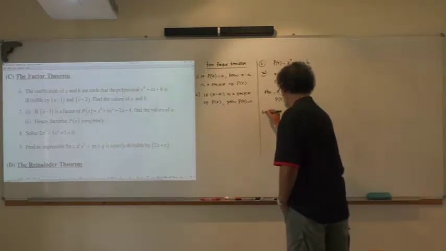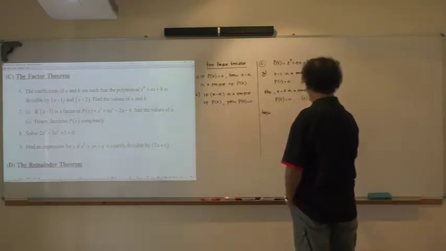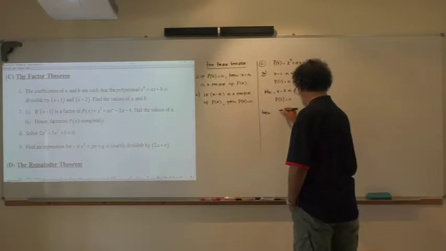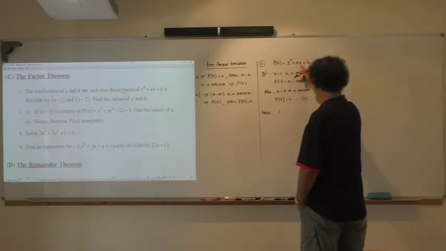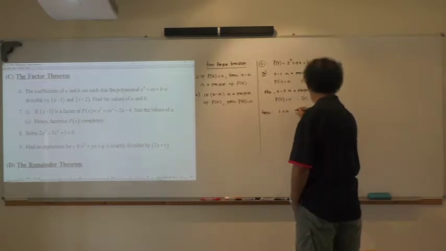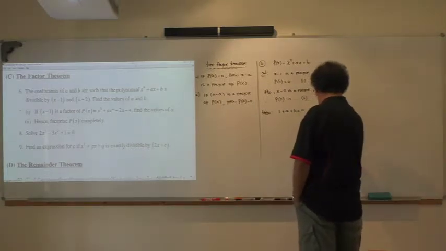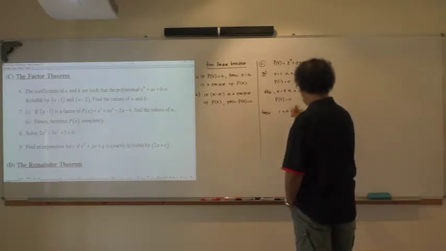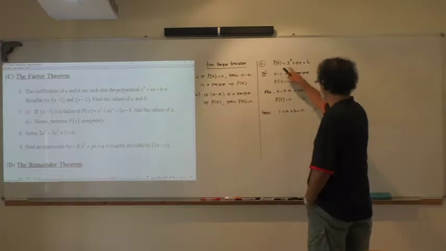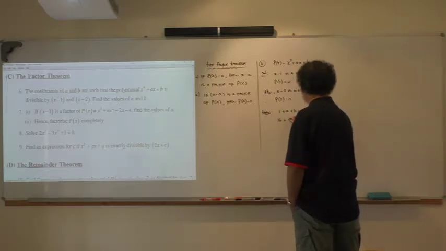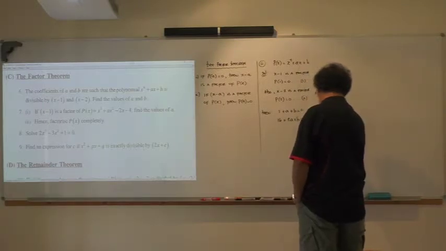Then we have this. We're going to have 1 to the power 4, which is 1, plus a multiplied by 1, so plus a, and then plus b is equal to 0. And this is my equation 1. Similarly, I'm going to substitute 2 in here, so 2 to the power 4 is 16, plus 2a plus b is also equal to 0. That is my second equation.